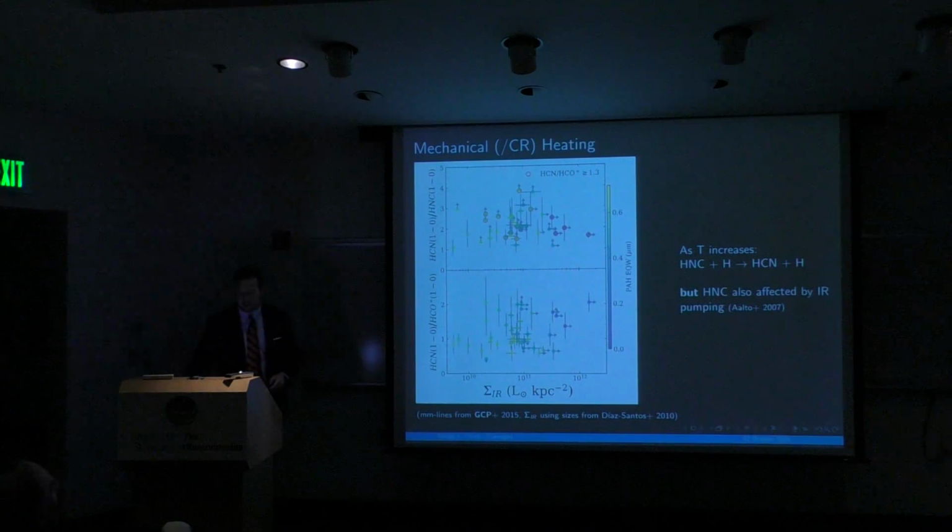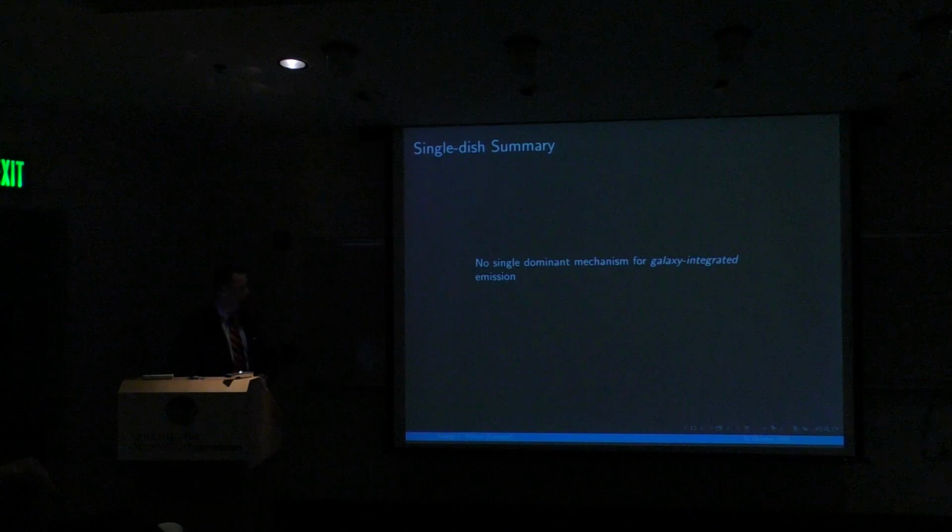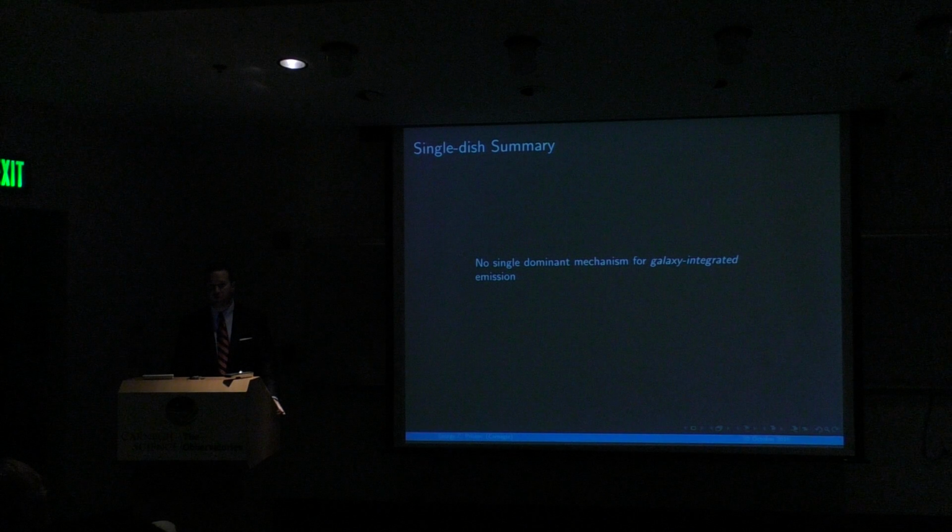The problem with this is that HNC is also affected by infrared pumping, and it's easier to pump than HCN. So you could be compensating for an abundance effect by just radiatively enhancing the emission from that molecule. So I think the jury's still a little bit out on this one. So the bad news is that basically after going through all this, there's really no single dominant mechanism for the galaxy-integrated emission from dense gas tracers in terms of a physical origin.